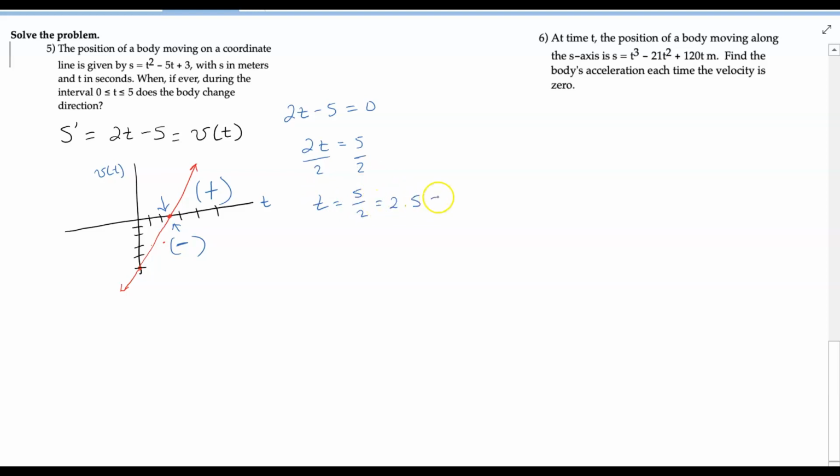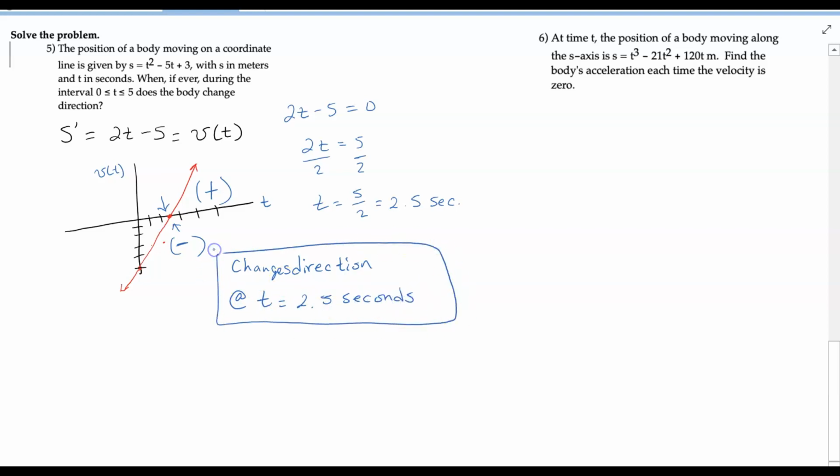So we can say that it changes direction at t equals 2.5 seconds. All right, so that's where it happens. That's the first problem for particle motion. Now let's take a look at another problem. Just draw a little dividing line here.